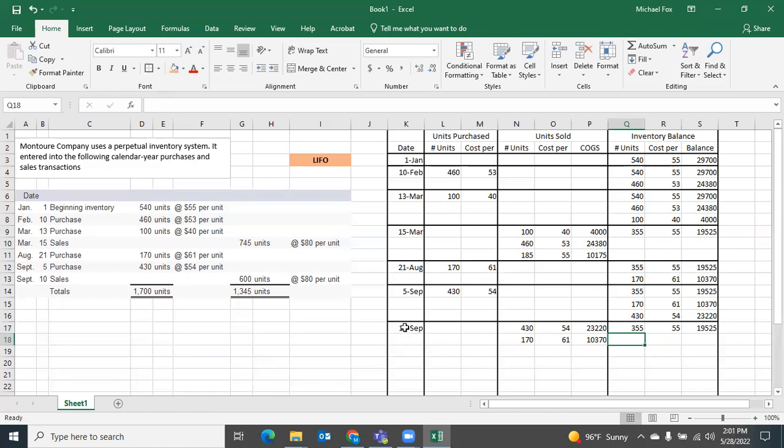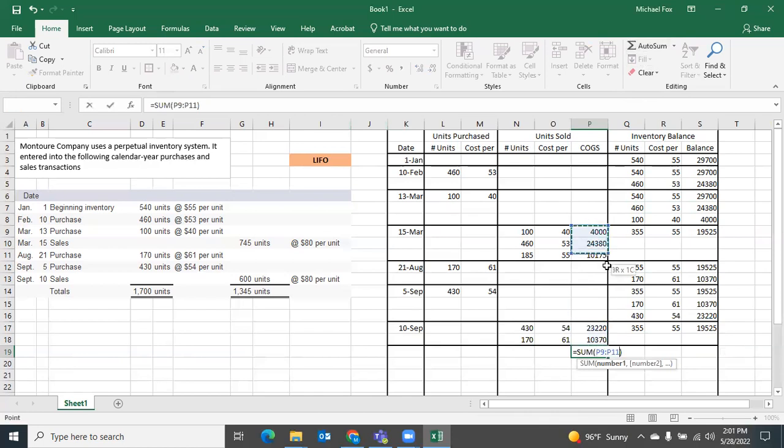And there we go. So as of September 10th, they have $19,525 worth of inventory. And their total cost of goods sold will just be the sum of all of the cost of goods sold, $72,145.